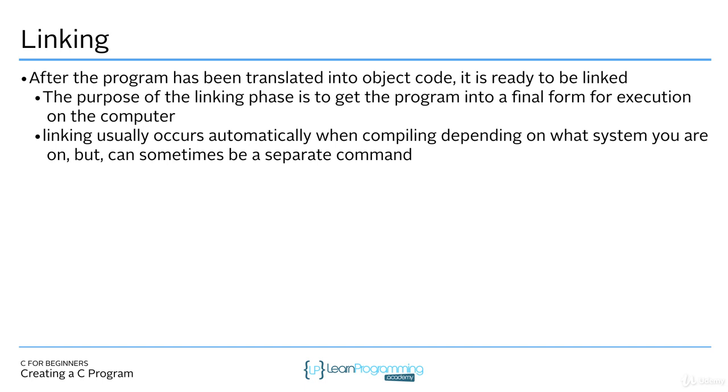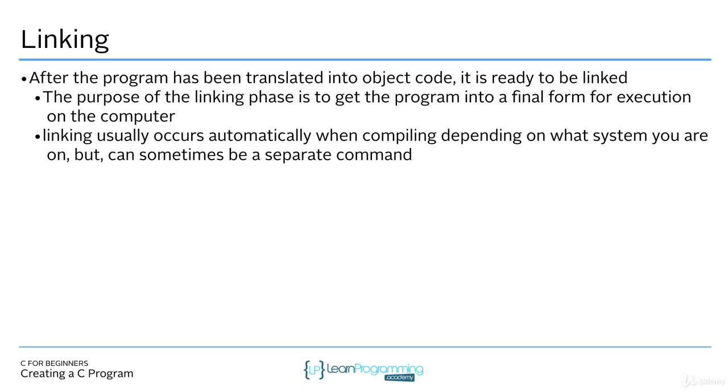So after the program has been translated into this .o code, this object code, it then is ready to be linked. The reason we link is if we're using external libraries, we have to grab all those other libraries and put them into one program. So linking is just getting all of the dependencies in place and building an actual executable file. So the .o file is the objects. You then link all the .os into one executable.